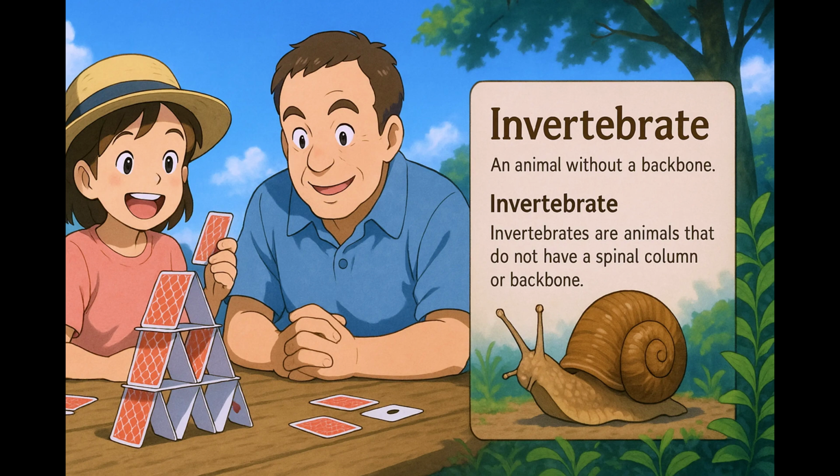Just as the table's uneven surface leaves the house of cards unsupported and vulnerable, invertebrates are animals that function without the internal backbone, instead relying on other structures or their environment to maintain their form.